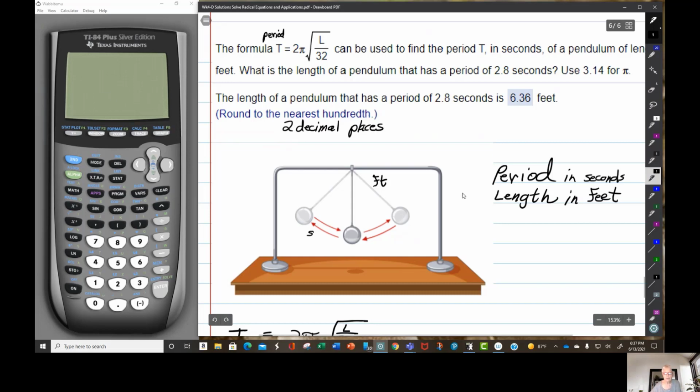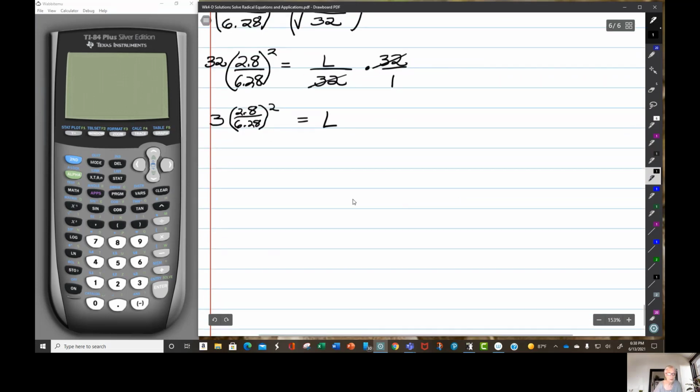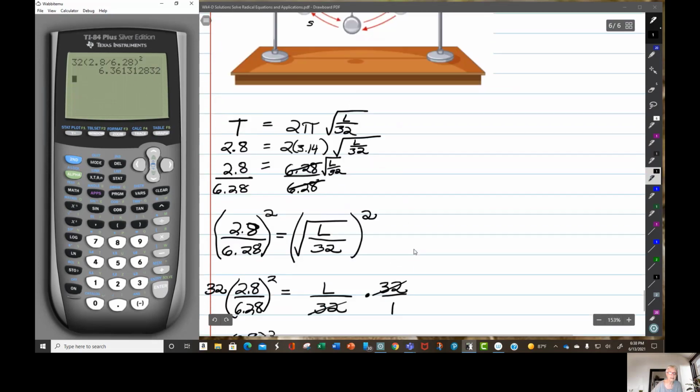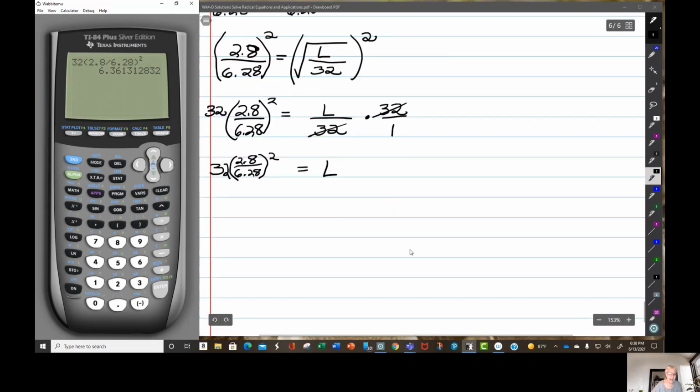Okay, now I am ready to use my calculator. Oops, 32. Okay. Clear. 32 parentheses 2.8 divided by 6.28 close parentheses square. Enter. Now the answer should be 6.36. And it is! Yay!